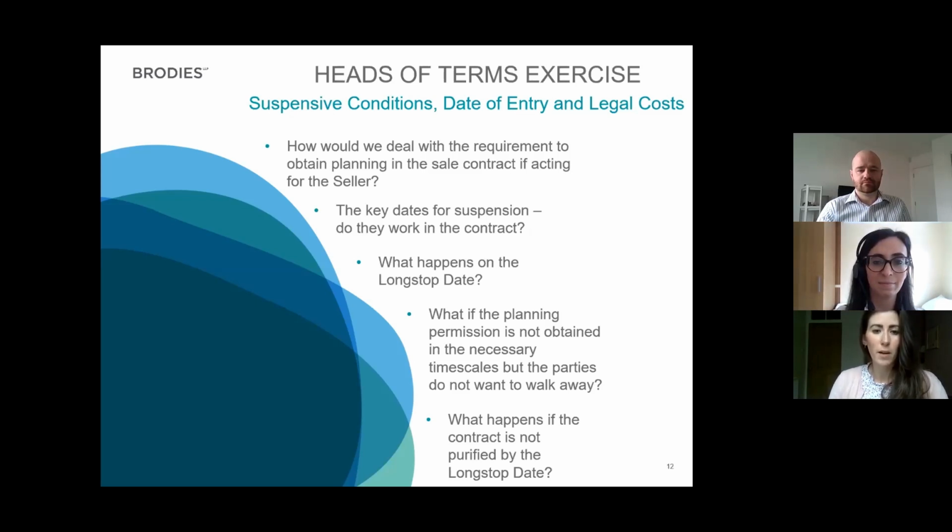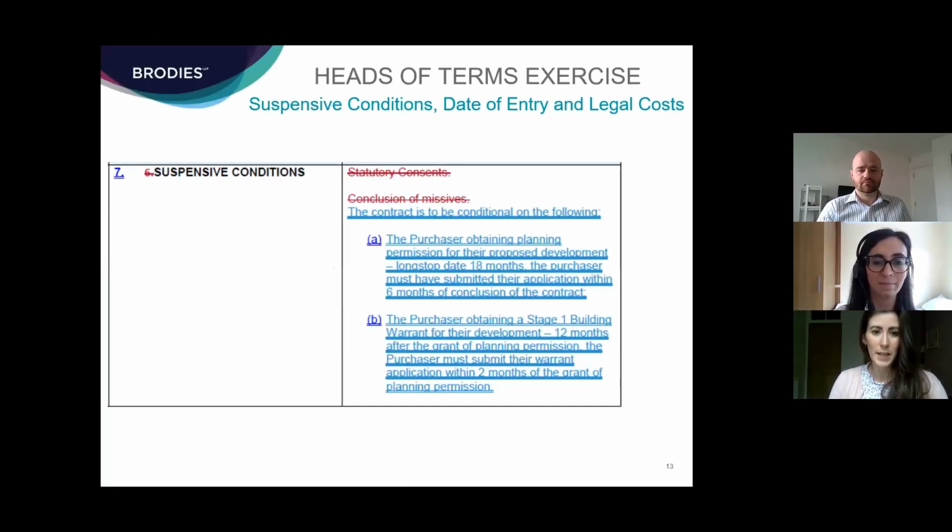So moving on now to the next slide, you can see here from the drafting that the heads of terms are much clearer about the items that the contract is to be suspensive on, such as the planning permission and the stage 1 building warrant. And the drafting also sets out a time limit for the applications to be submitted and the long stop date instead. So it's a lot clearer for us when we're preparing the base contract.